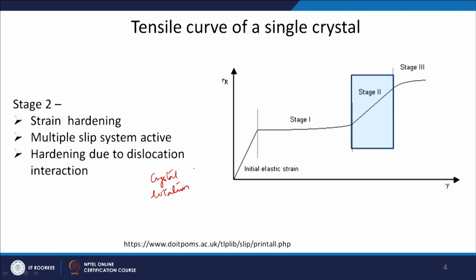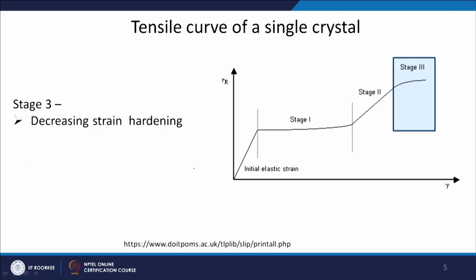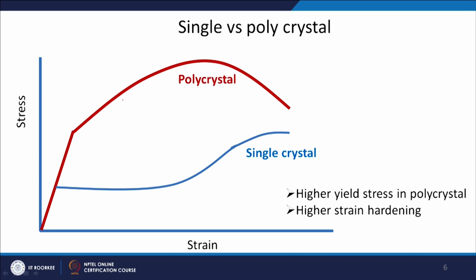Then we come to stage 3, where you have decreasing strain hardening, as I told you. So these are the three stages of deformation you will see in a single crystal. Now, how will it be different from a polycrystalline material? Already we have seen that in a polycrystalline material you again have an elastic part and then the strain hardening part. So this is the strain hardening part in a polycrystal.